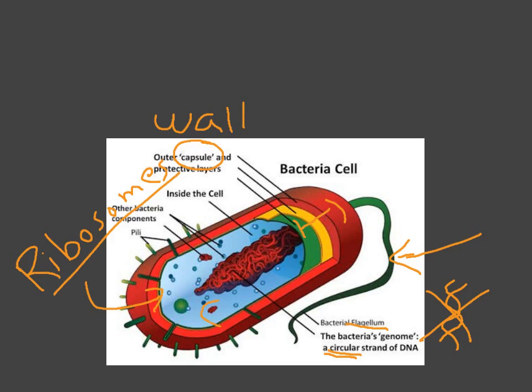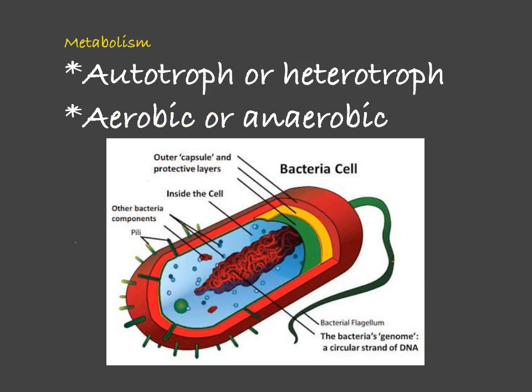Also, they have tiny particles of DNA that are called plasmids. Plasmids are small particles of DNA that the bacteria can use to infect other cells. So, as a review, they have a flagellum, they have circular DNA, they have a capsule that is also a wall, they have only ribosomes, and they have plasmids, small particles of DNA.